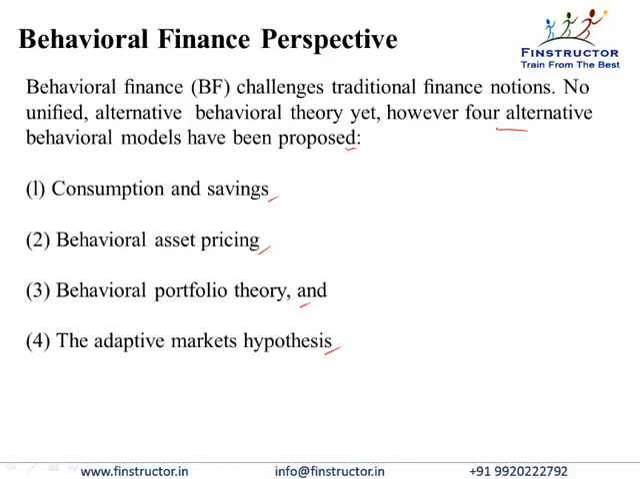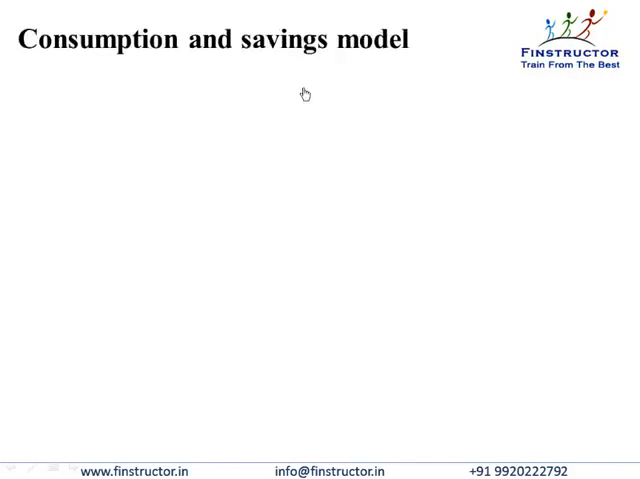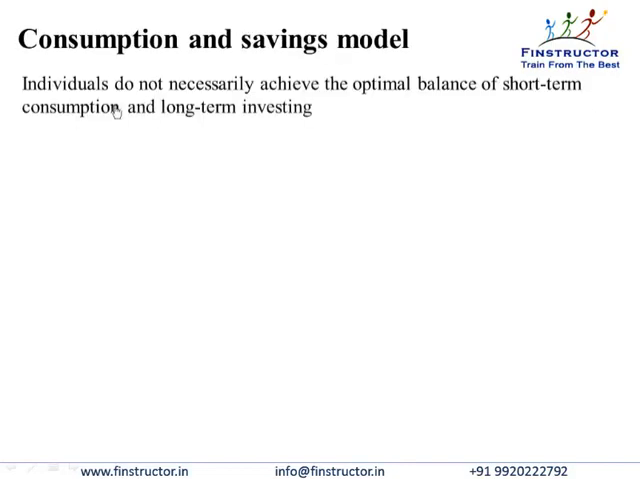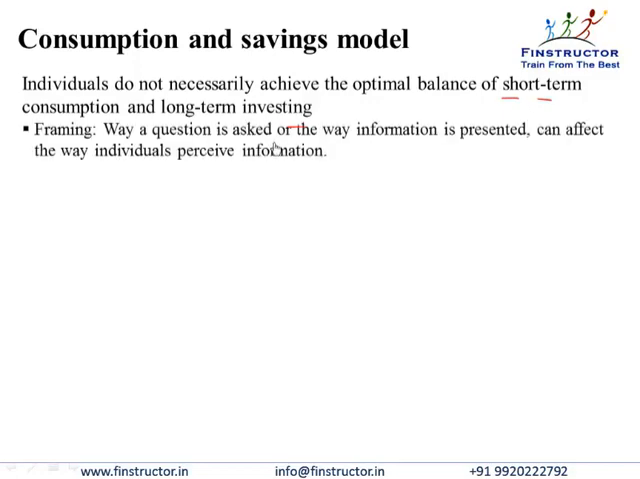The consumption and savings model says that individuals do not necessarily achieve the optimal balance of short-term consumption and long-term investing. That is, we have a tendency to overspend in the short term and save less for the future than what would be predicted by traditional finance. So why does this happen? It is because of a lot of reasons.